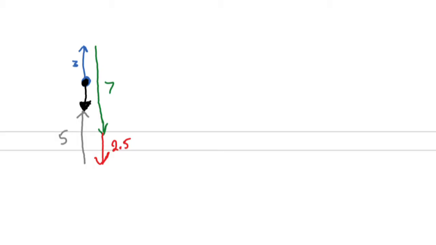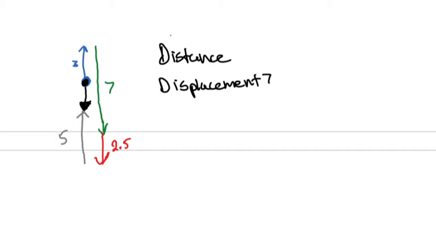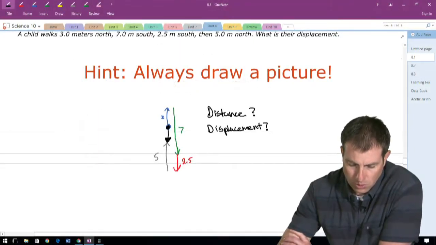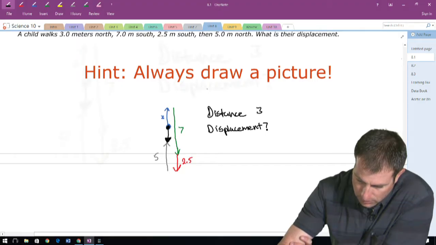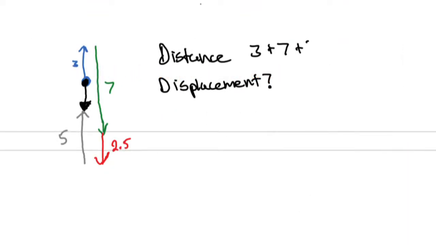So again, I'll ask the same 2 questions. What is the distance traveled? And what is the displacement? We've got 17.5 for distance, so we're going to add all of these things up, and hopefully that works out to 17.5. So I have 3 plus 7 plus 2.5 plus 5. That is indeed 17.5. And we're going to include meters.